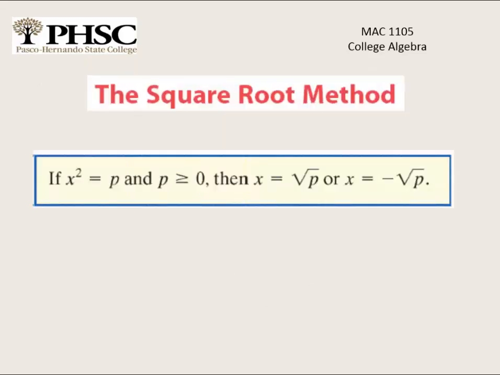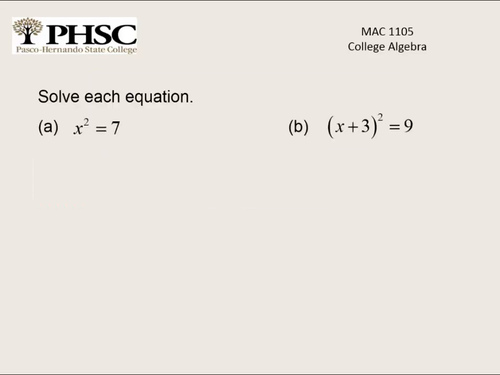The next method that we're going to use is the square root method. If x squared equals p, and p is greater than or equal to 0, then x is equal to the square root of p, or x is equal to the negative square root of p. Here we have two examples. The first one is x squared equals 7, and the second one is x plus 3 squared equals 9.